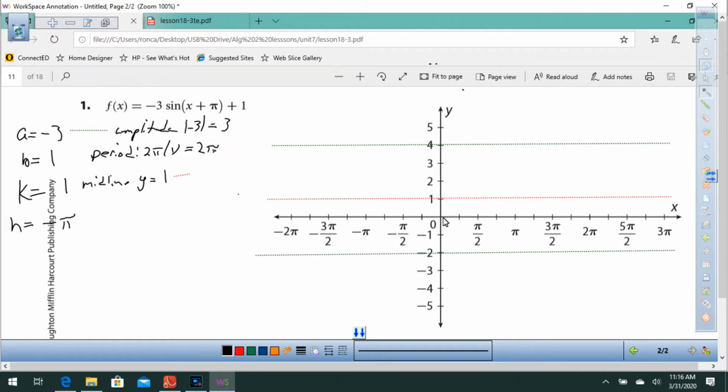Okay, so it usually starts here at 0, but since we have a midline of 1, it's going to start here at 1. Our period is 2pi, so we're going to go 2pi. This is our first key point, and this is our fifth key point. Now, halfway in between that is pi, and we're back here. And that is our third key point.